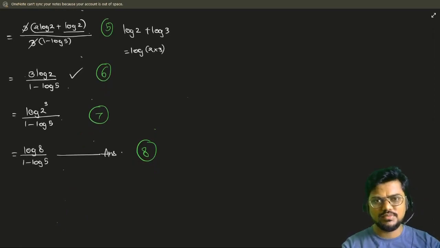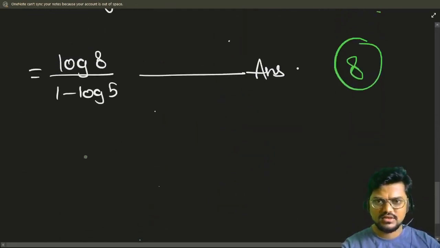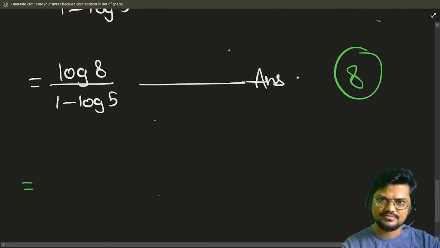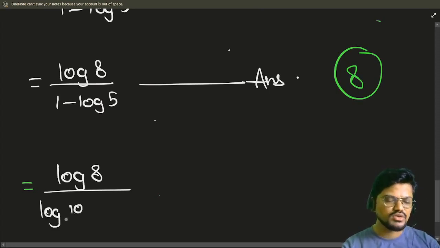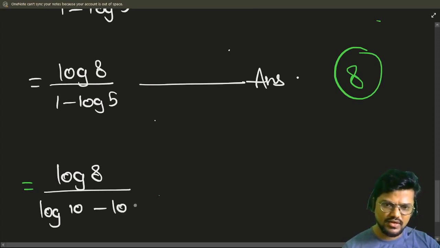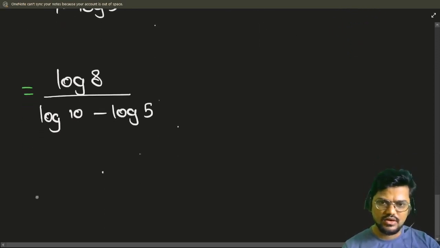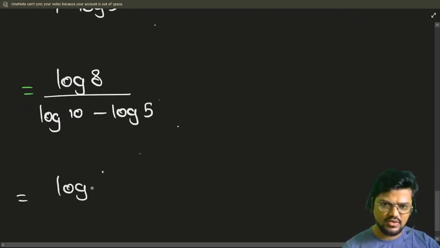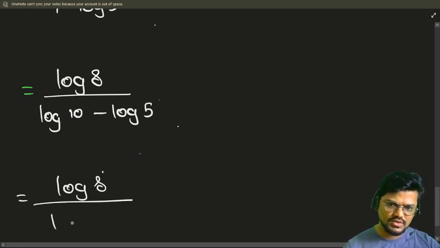You can even simplify it more. See, some more can be simplified in this. This is log 8 as it is. This 1 can be written as log 10 to the base 10, because log 10 to the base 10 is 1, minus log 5. The natural base over here is 10. Now this can be further written as log 8 upon, and log a minus log b is log a upon b. So that is log 10 by 5.